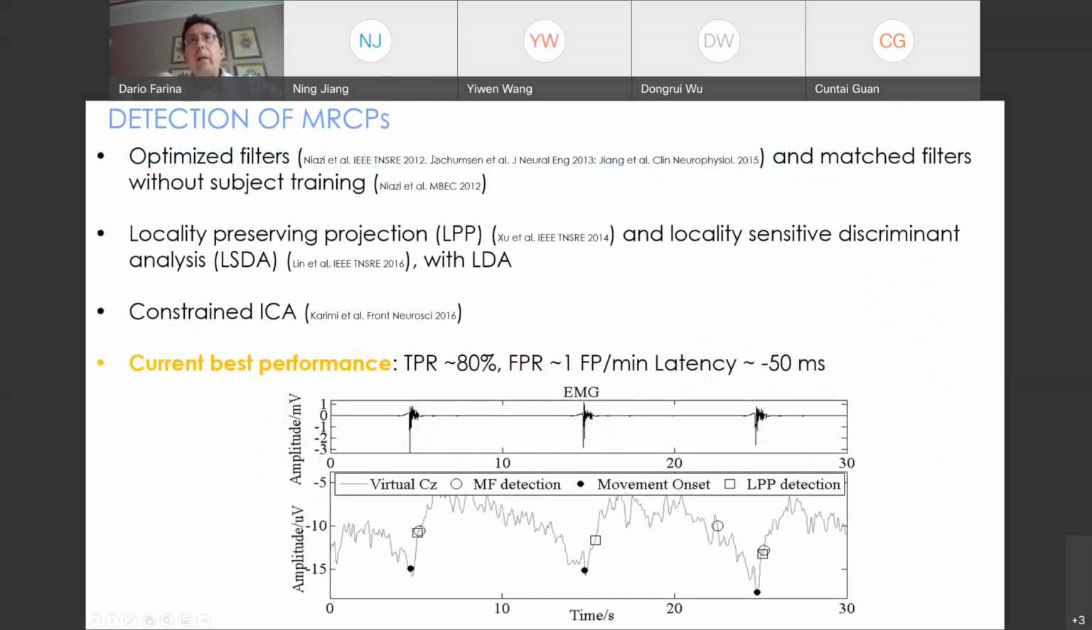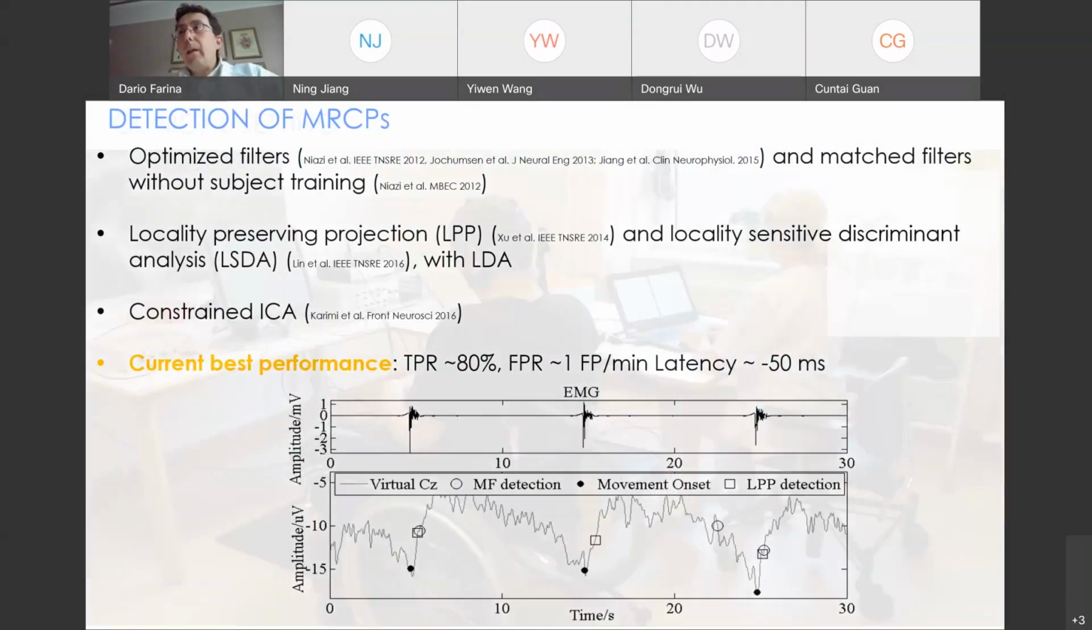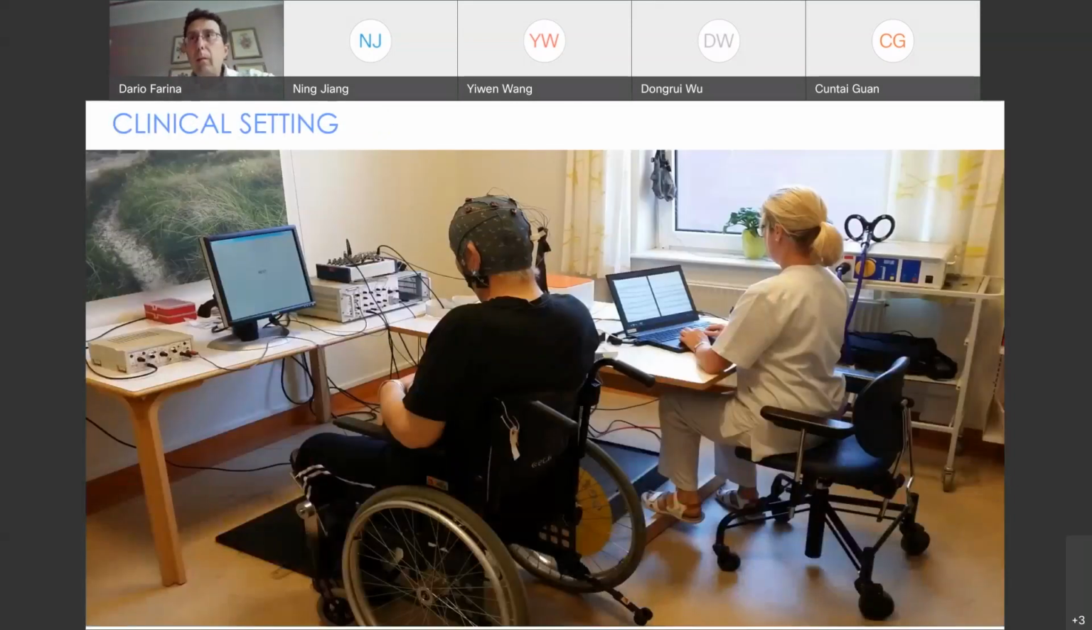So the best performance out of a series of studies is around 80% of true positives, with quite a large number of false positives, but this performance is sufficient, with the proper latency, to indeed have a completely asynchronous BCI based on this associative plasticity mechanism. So having said that, given this physiological background that we established, we moved on looking at the potential for this paradigm in clinical settings, specifically in stroke rehabilitation.